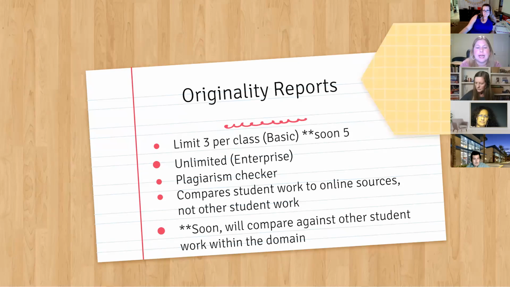Originality reports, that's like a Turnitin style checker. If you have basic in your district, the limit is 3. They announced in August that the limit will soon be 5, but I haven't heard anybody say it's changed yet. If you have enterprise, it is unlimited.